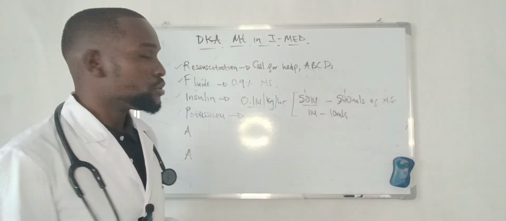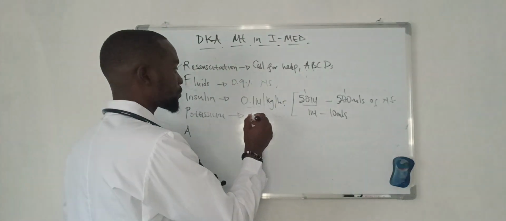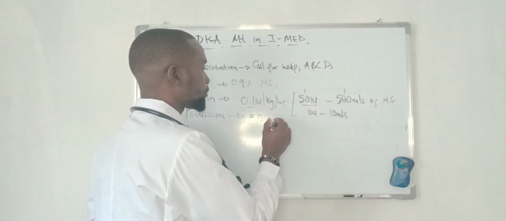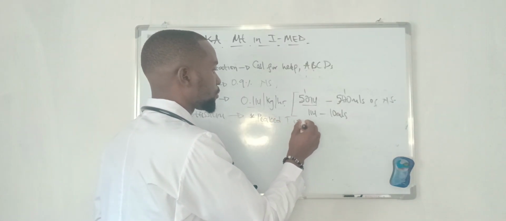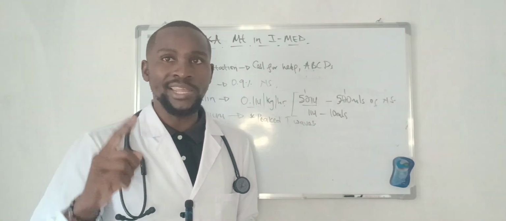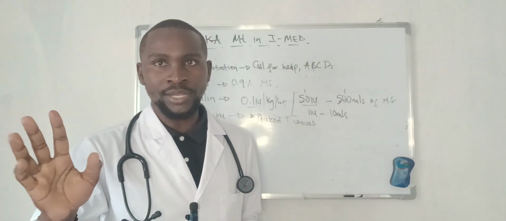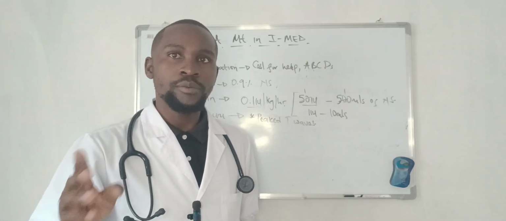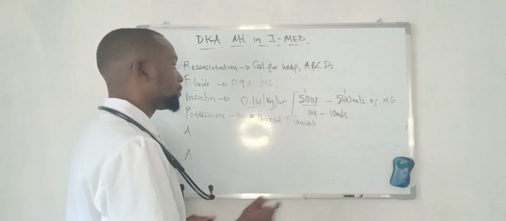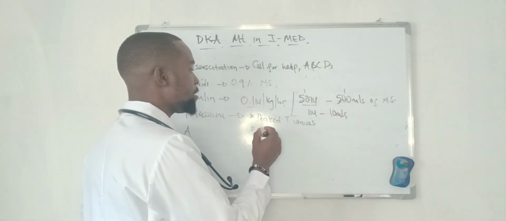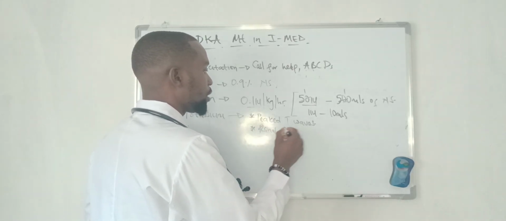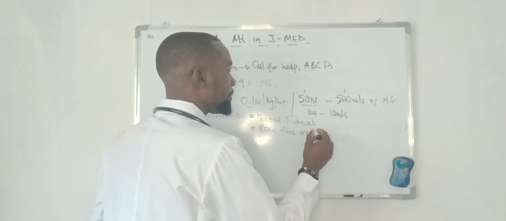So don't give potassium if you have peaked T-waves on ECG. If you have peaked T-waves on ECG, it means that you have hyperkalemia, meaning you are already in high potassium. So don't give potassium, because that will worsen the situation and send the patient into arrhythmias. Don't give potassium if your renal functions are impaired.